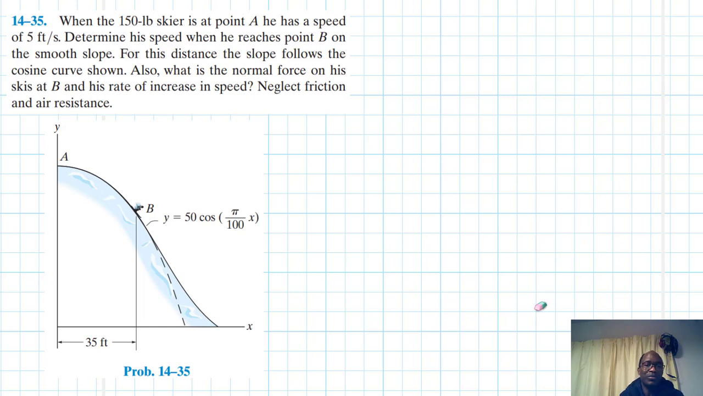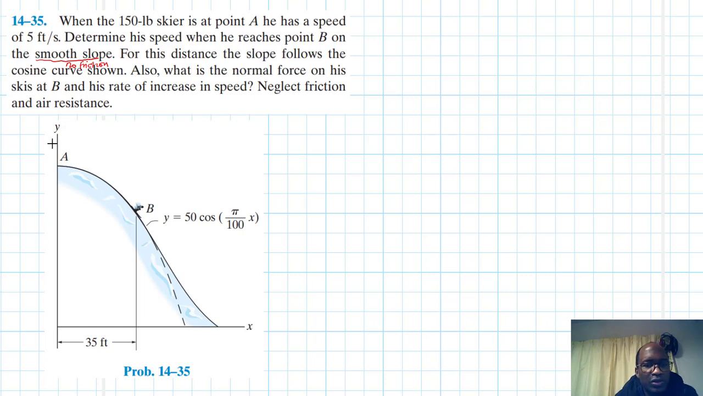In this particular problem, we have a 150 pounds skier, and at point A, he has a speed of 5 feet per second. We are being asked to determine his speed when he reaches point B on the smooth slope. By this, we mean no friction.